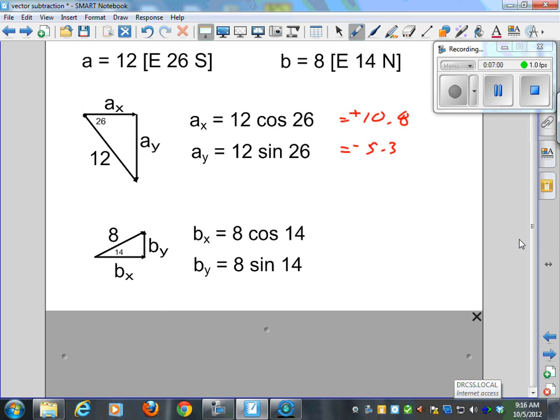Oh, thanks, Parker. No, I don't usually get a little left check. Parker, that's good. So, the x is adjacent, so it's cosine, so 8 cos 14. 8 cos 14 is 7.8. Alvin, left or right? So it's negative. 8 sine 14, 1.94. Negative. Is it? Yep. Why? I'm joking. Positive.